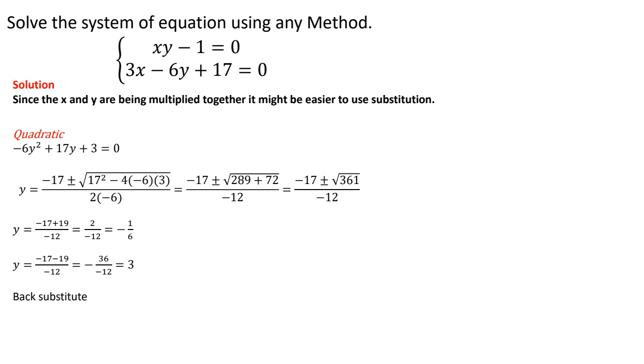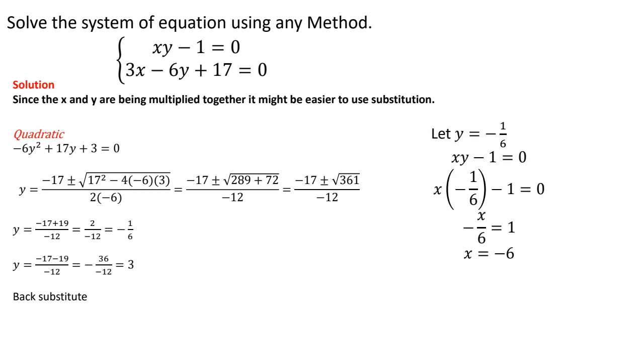All right, so let's do back substitution. And again, I'm going to go ahead and pick the equation which I have set up, the one that I've solved for x already. Okay, so here, x times the negative 1/6 minus 1 is equal to 0. We get a negative x over 6 is equal to 1. I moved the negative 1 to the other side by adding 1 on both sides. And then now I'm just going to multiply by negative 6 on both sides. So x is equal to negative 6.